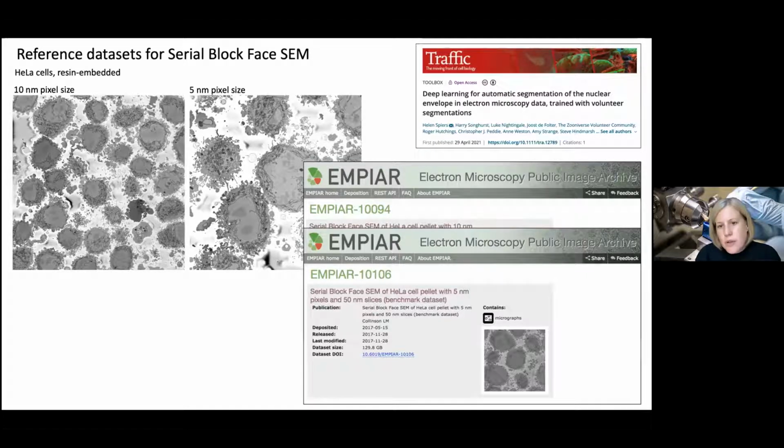And so you can find them on EMPIAR, the Electron Microscopy Public Image Archive. And you just need to search for EMPIAR 10094 or 10106. And you can find the details for that in Helen's paper with Martin and all of our collaborators on deep learning for automatic segmentation of the nuclear envelope. So the data is up on EMPIAR, and you can also access all the expert and citizen science segmentations and the models through the GitHub links.